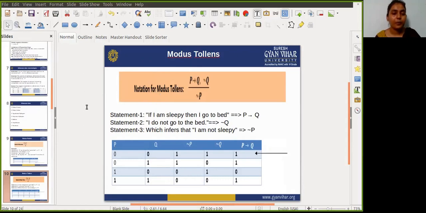So I'm taking an example. Statement one says that if I am sleepy, then I go to bed. This is P implies Q. Now, statement two says that I do not go to bed. Then obviously the conclusion we infer is that I am not sleepy. Because in the first statement we say that if I am sleepy, then I go to bed. Then in the second statement I do not go to bed, so obviously it means I am not sleepy.